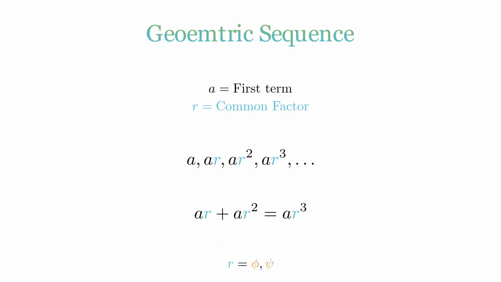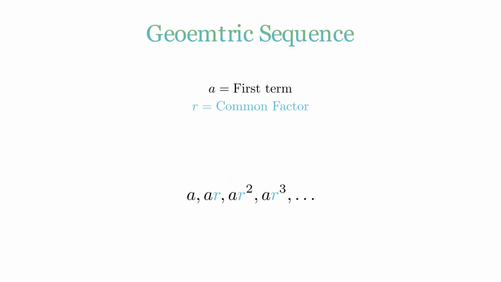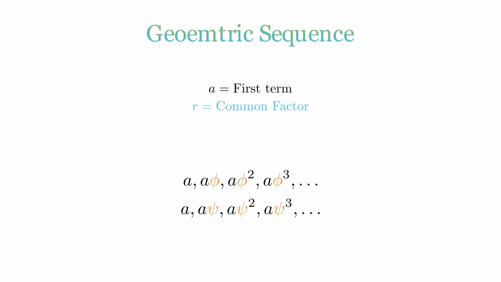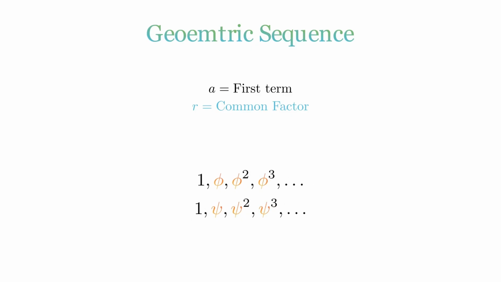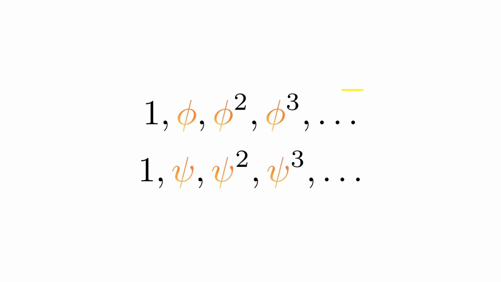Pulling out the next set of three terms, dividing by A times R on both sides gives you the quadratic from earlier. We know this equation holds because the values of R are specifically the roots to this quadratic. We can generalize this to any set of three terms in the sequence. Dividing by A times R to the n, we get the quadratic. Therefore, our sequence can look like either of these two sequences. Since A can be any number, we can just let it equal 1. And so, these are two valid Fibonacci sequences generated from geometric series.